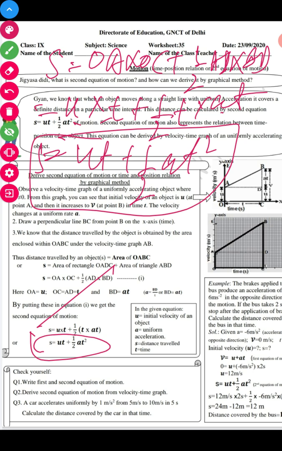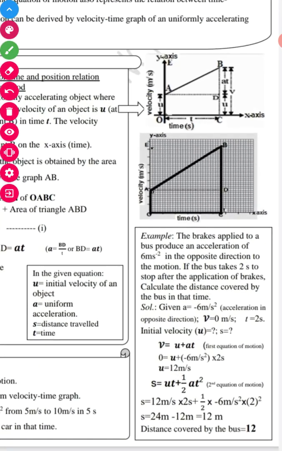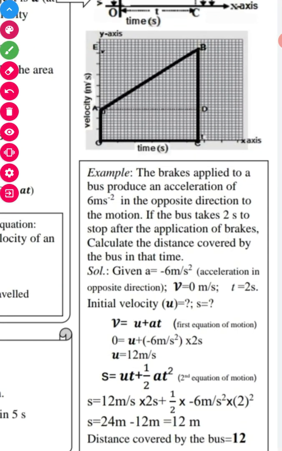Okay, let's do one numerical related to this equation. The brake applied to a bus produces an acceleration of 6 meters per second square in the opposite direction to the motion. If the bus takes 2 seconds to stop after the application of the brake, calculate the distance covered by the bus in the time t.